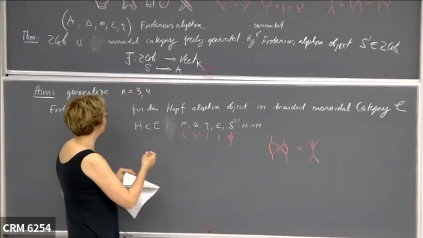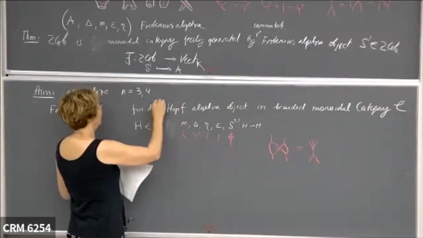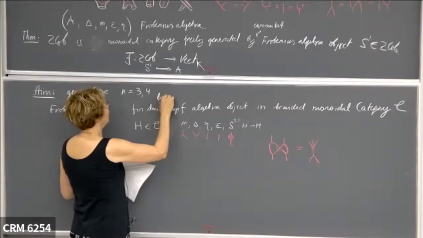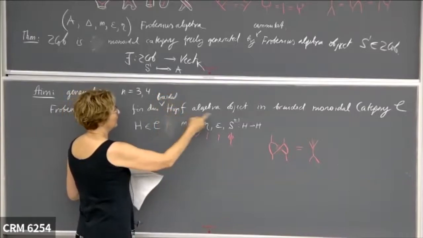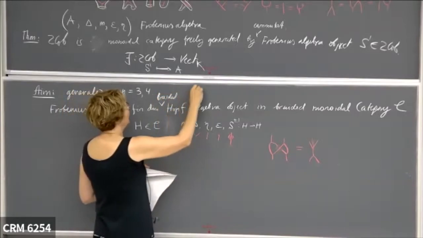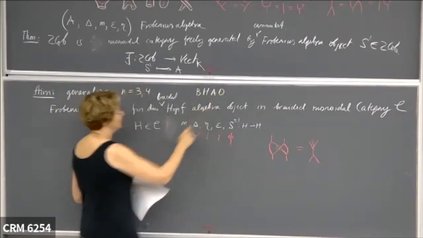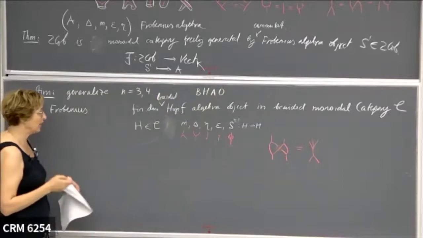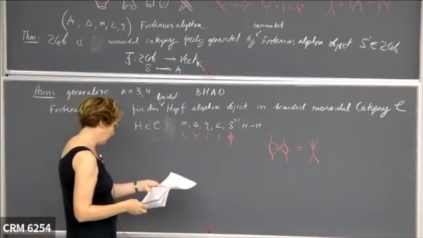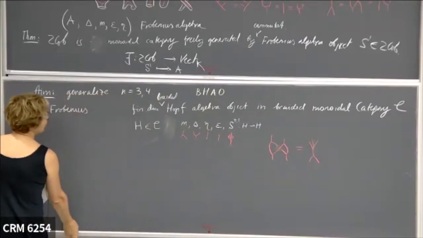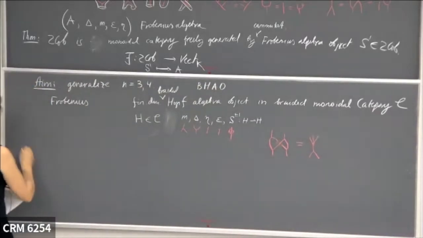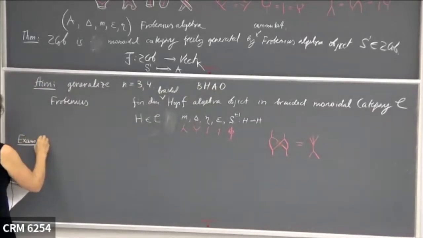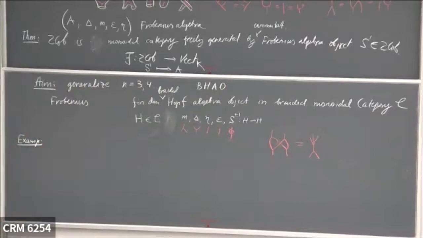Sometimes it's also called a braided Hopf algebra object in a braided monoidal category. So I will go back to the braided Hopf algebra object. Okay. Now, next question: do we have interesting examples of such braided Hopf algebra objects?